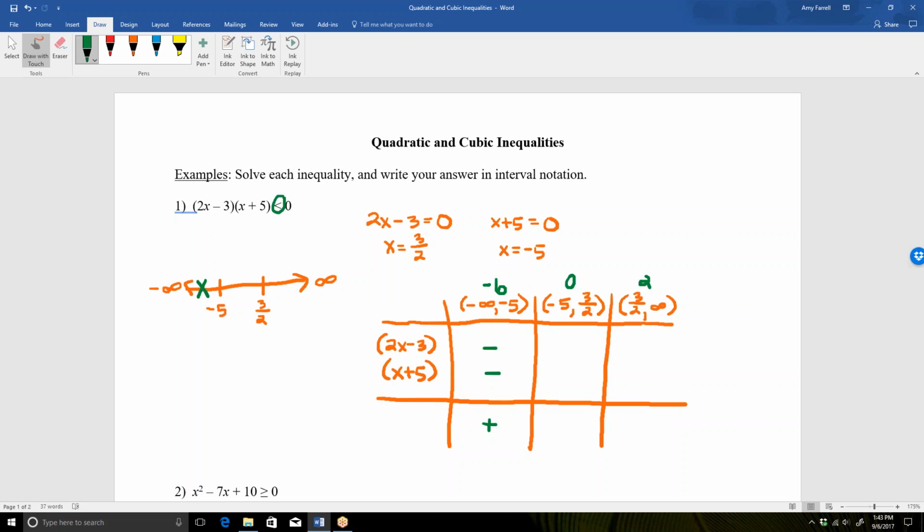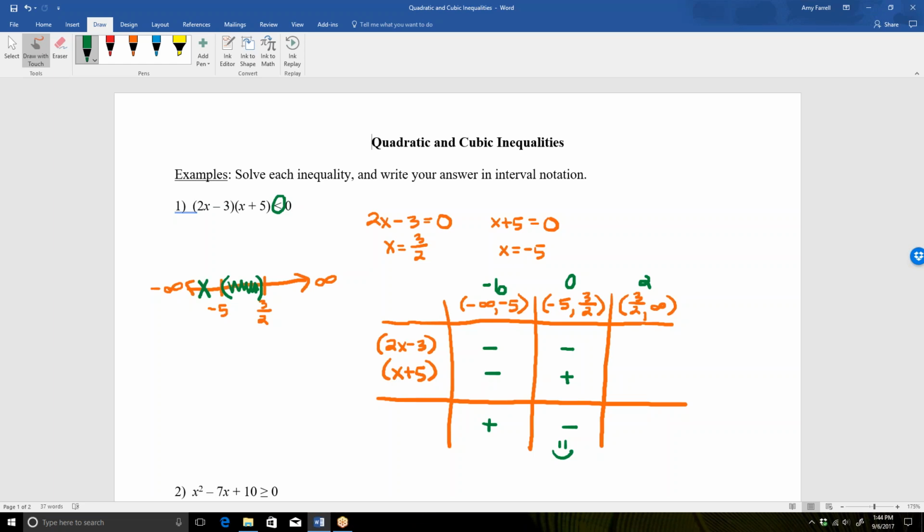Now let's test 0. If I plug 0 into the first factor, I get a negative result. If I plug 0 into the second factor, I get a positive result. A negative times a positive is a negative. Now that's good, because if you look at our original inequality, we are looking for results to be less than 0. So 0 satisfies the inequality. That also means that every number in this interval will satisfy the inequality. Every number in between -5 and 3/2 would give us a negative when we plug into the first factor and a positive when we plug into the second factor.